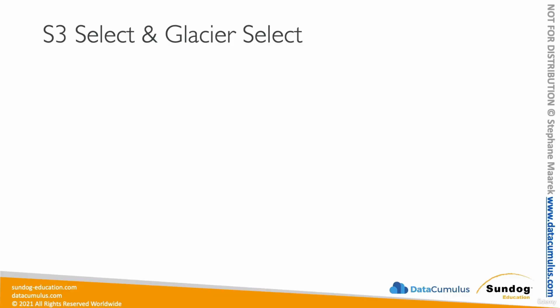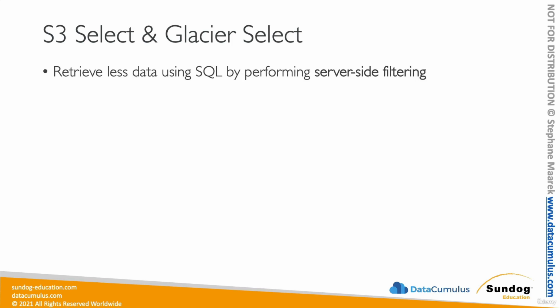Okay, so just a quick lecture on S3 and Glacier Select. The idea is that you want to retrieve a subset of your dataset in Amazon S3 or Glacier, and for this you're going to use SQL. The SQL is going to be performing server-side filtering directly on the S3 or Glacier servers. You can filter by rows or columns using simple SQL statements, so no aggregation, nothing like that, just a where clause.